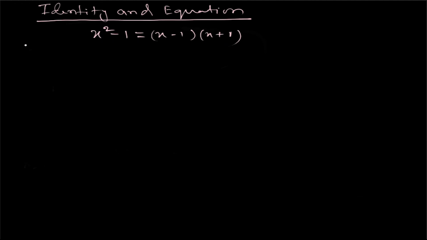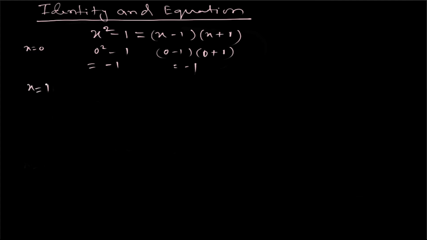same. For example, if x is equal to 0, then let us put it here. So it is 0 square minus 1. So the left hand side is minus 1, and in the right hand side it will be 0 minus 1 into 0 plus 1, minus 1 into 1, that is equal to minus 1. So left hand side and right hand side are the same.